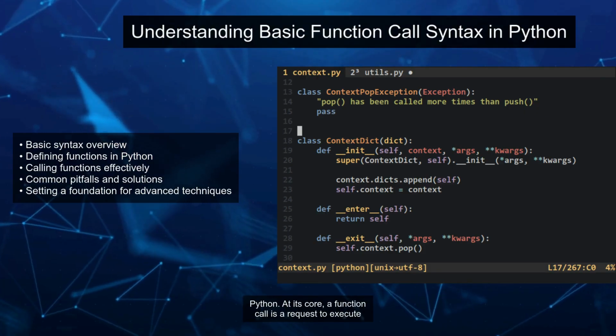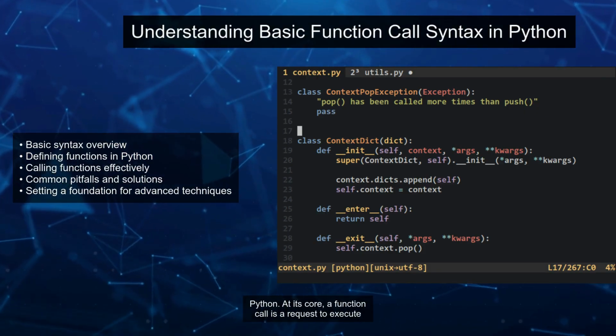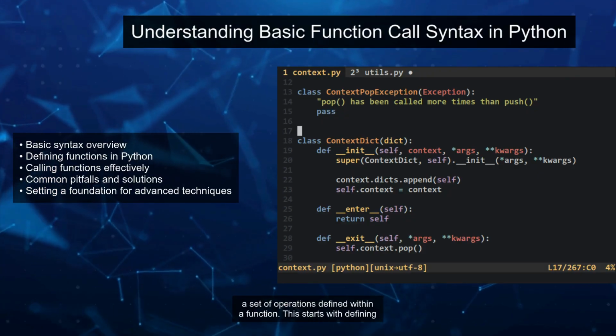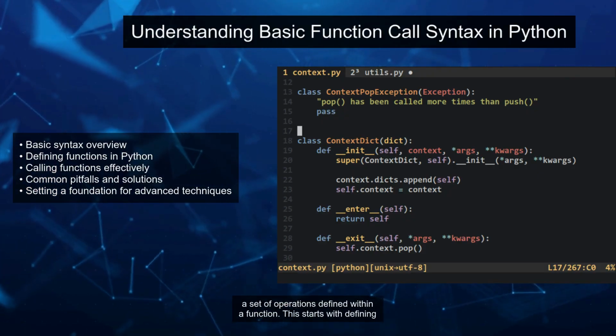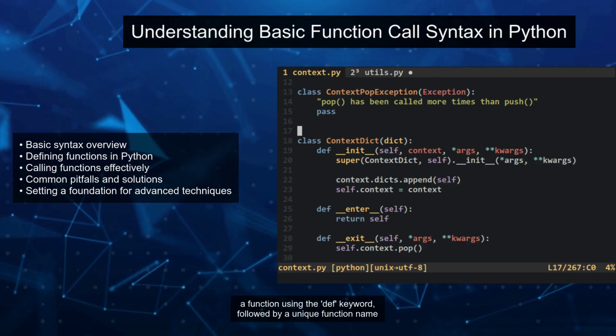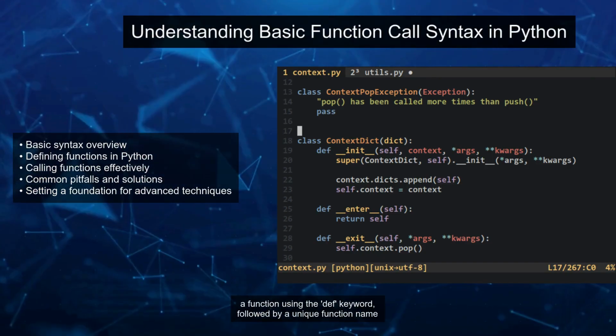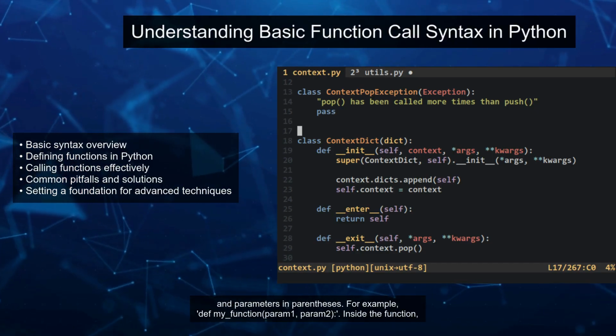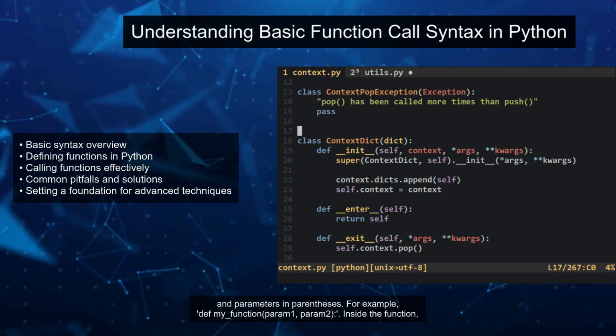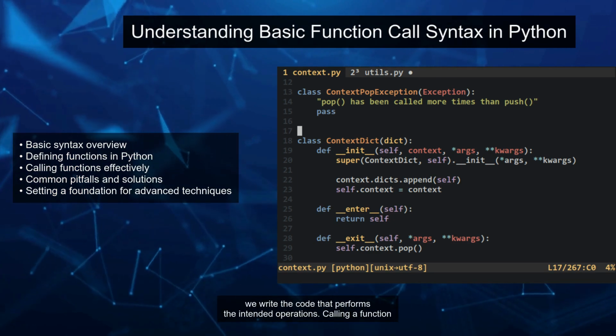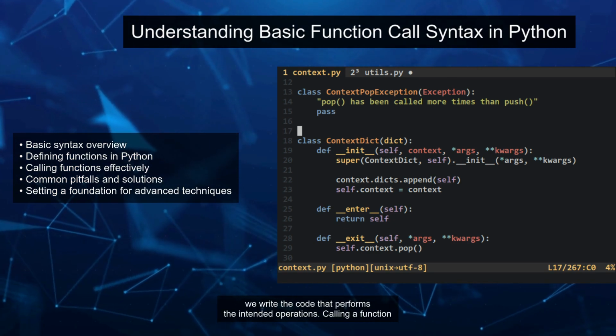At its core, a function call is a request to execute a set of operations defined within a function. This starts with defining a function using the def keyword, followed by a unique function name and parameters in parentheses. For example, def my_function(param1, param2). Inside the function, we write the code that performs the intended operations.